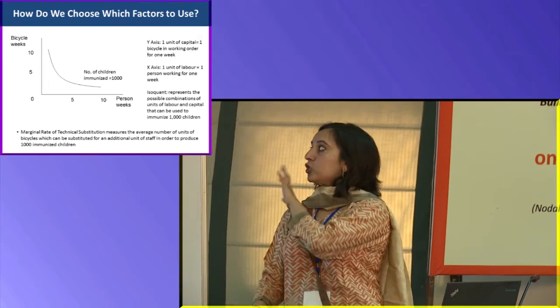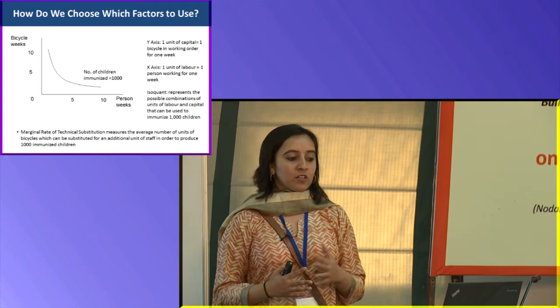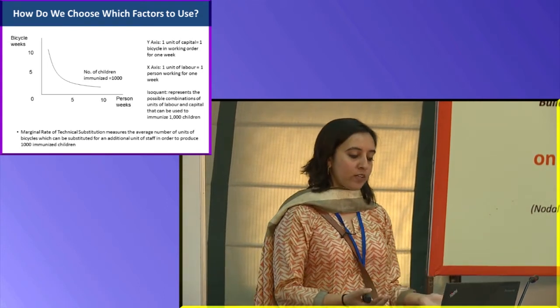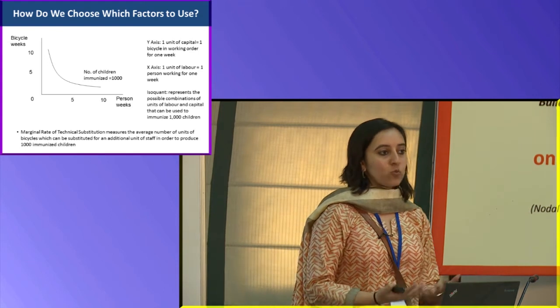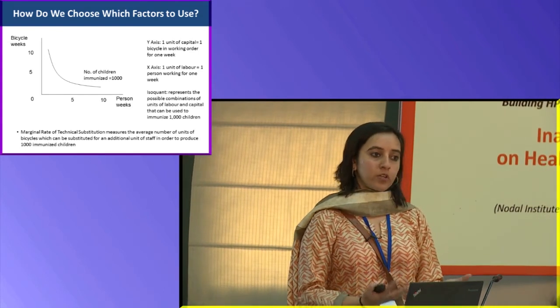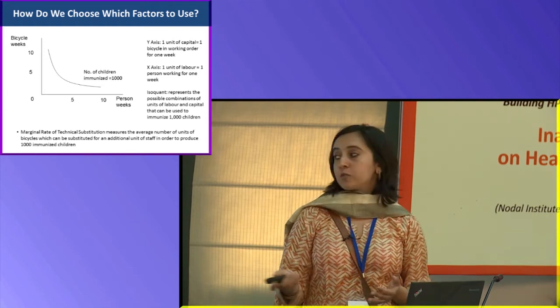Then how do we actually choose between these factors, right? Do we use all of them? Do we use them in certain combinations? Do we only use one? So again, like with any other thing, we need a certain combination of inputs that will help us to produce health services. Typically, we can think of it in terms of labor.